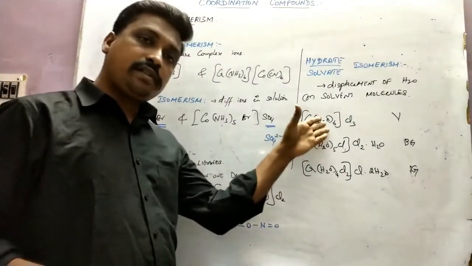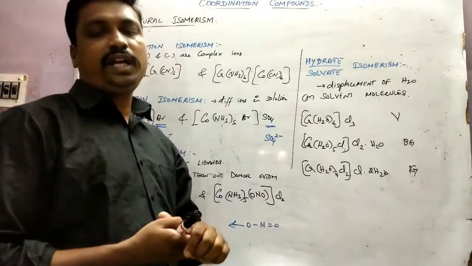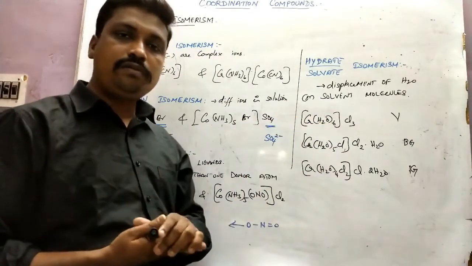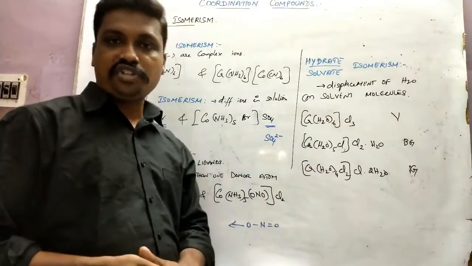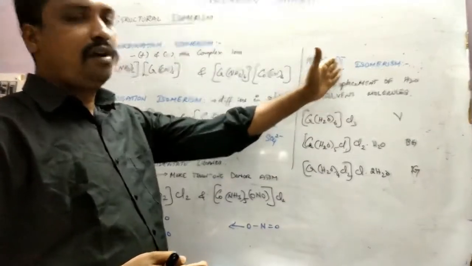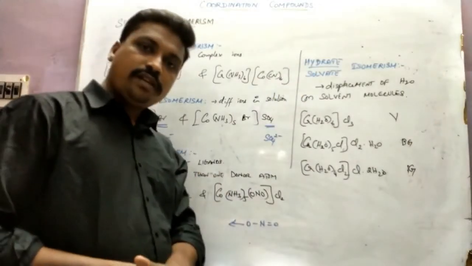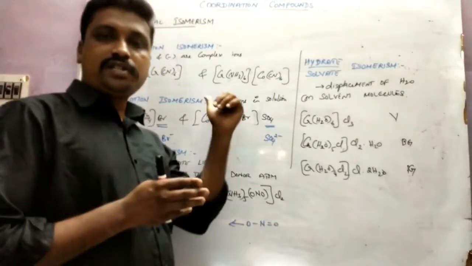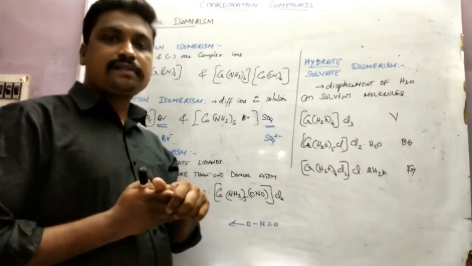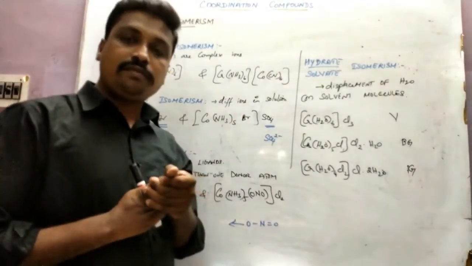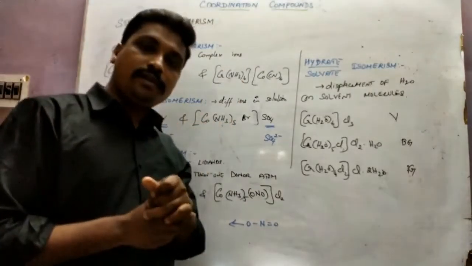So here the compounds have the same molecular formula, but the isomerism is due to the displacement of water molecules in and out of the coordination sphere. Such isomers are called hydrate isomers or solvate isomers. I think we are all familiar with the concept of structural isomerism. In the next concept, we will discuss geometrical isomerism and optical isomerism, which are categorized as stereoisomerism.